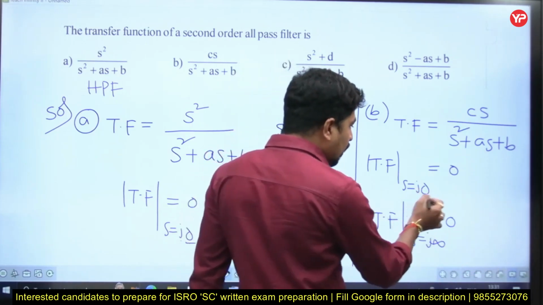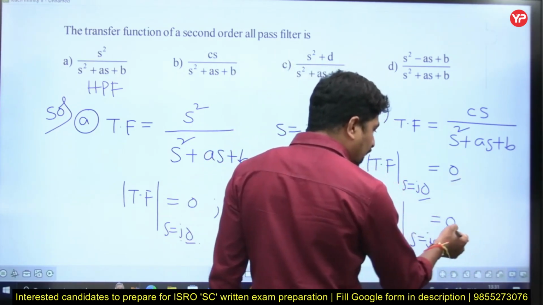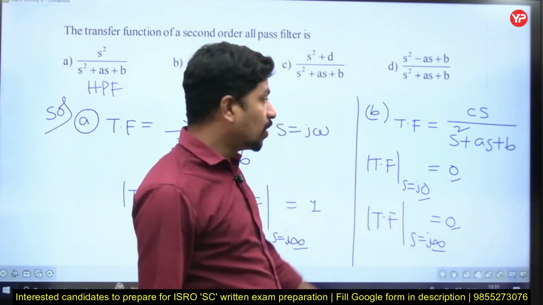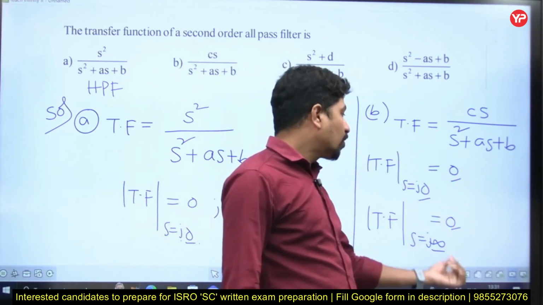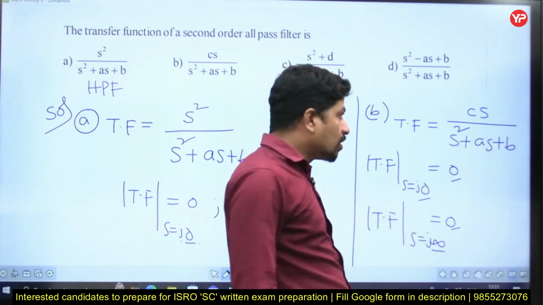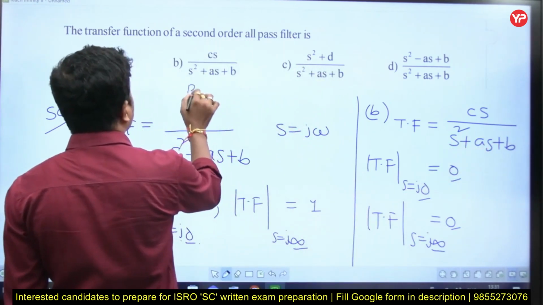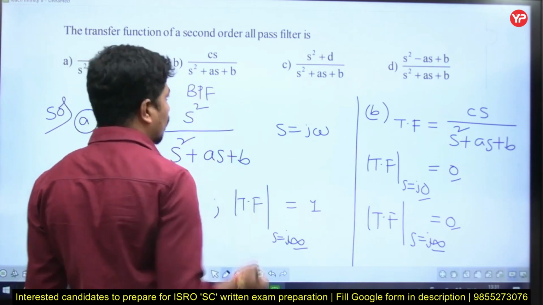For low frequency, gain is not there. For high frequency, gain is not there, but in between some finite value will be there. Any finite value you substitute other than 0 and infinity in this one, you are going to get some finite value. This is a band pass filter.